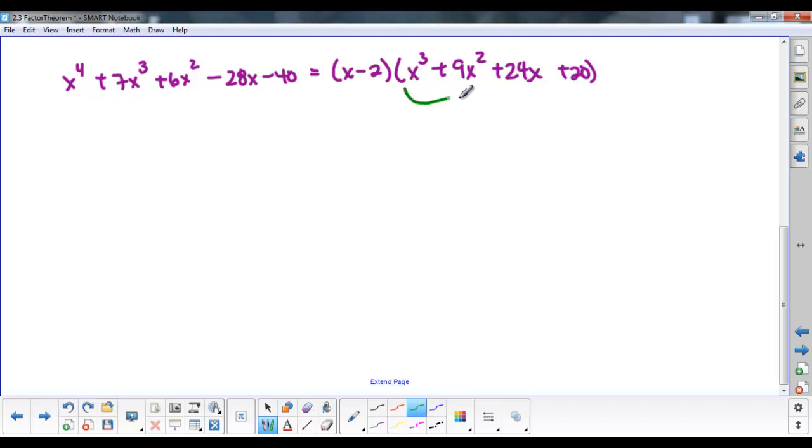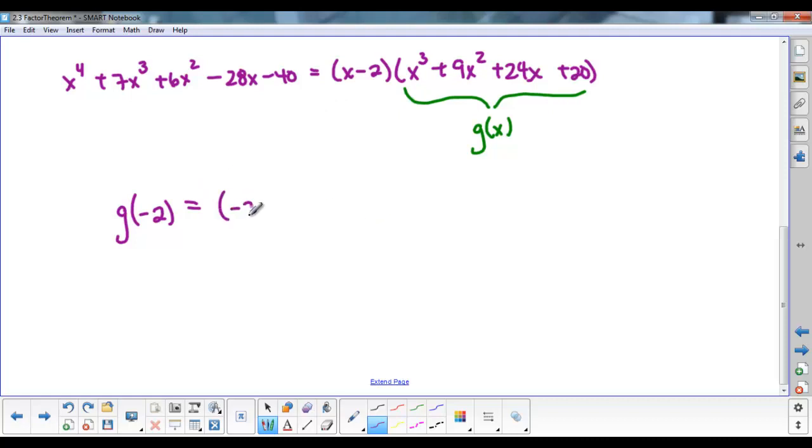So what we'll do is we'll just give this a name for now. Let's just call this g of x. We're going to do some more test roots. Let's try negative 2 this time, just into g of x, because we don't need to break this down again. We've already done that partially. So just into g of x, I'm going to sub in negative 2 and see if that works. So negative 2 cubed plus 9 times negative 2 squared plus 24 times negative 2 plus 20. And lo and behold, when you calculate this out, it does end up being 0. I am very lucky for guessing.